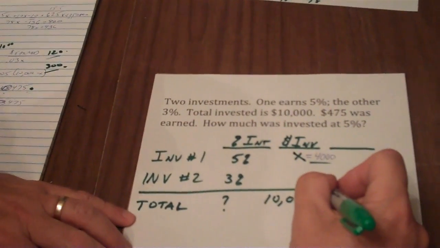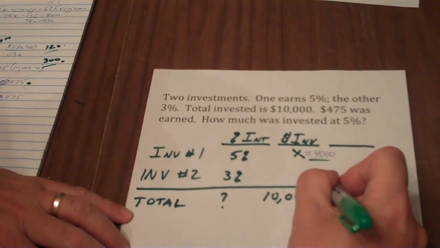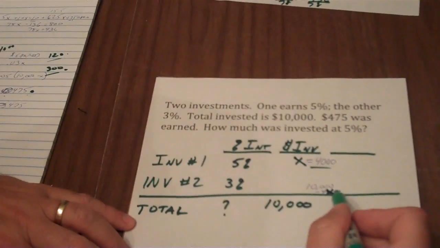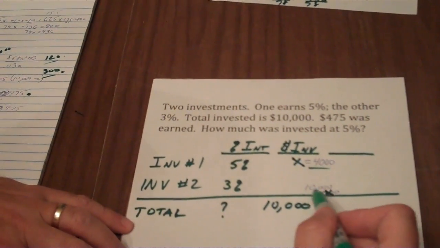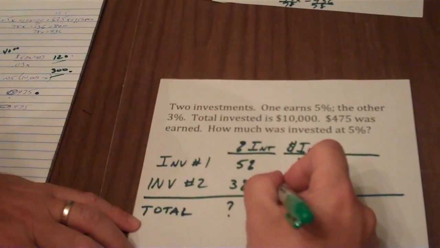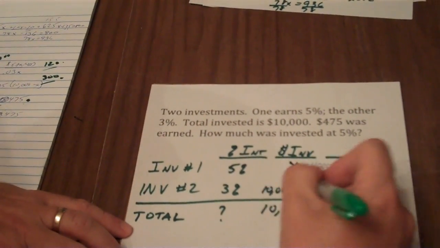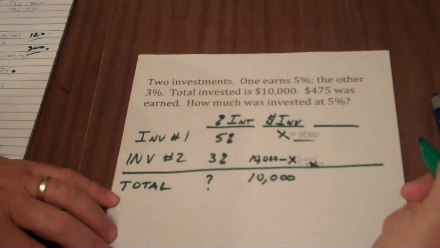X. So where we had a 4,000 here, I'm just going to cross that out and put an X. Because the 4,000 again was just taking the place of that. If you did 10,000 minus 4,000, then the real investment is 10,000 minus X.